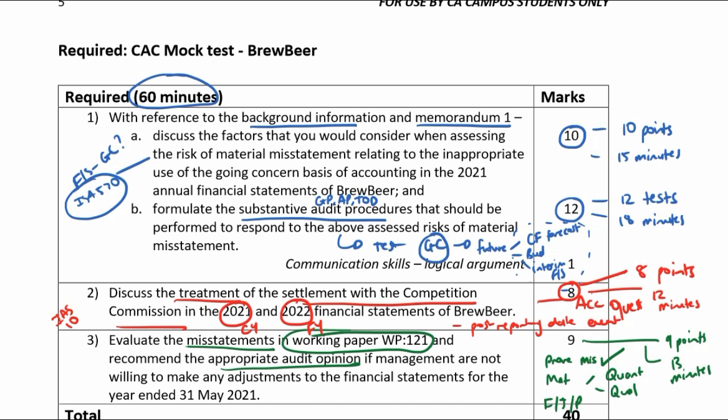So B, formulating substantive audit procedures to respond to the above assessed risks. So guys, it didn't say to all risks of material misstatement, but to the above, which means it's all with regards to the going concern. Let's go into ISA 570 where we can see the procedures that they list that we will then just adjust to make relevant to this specific question.